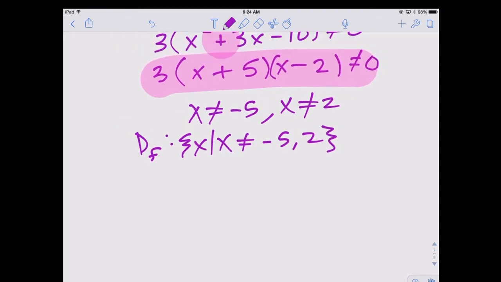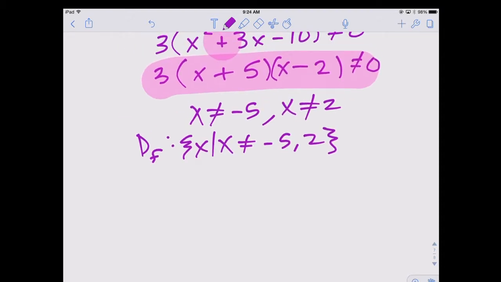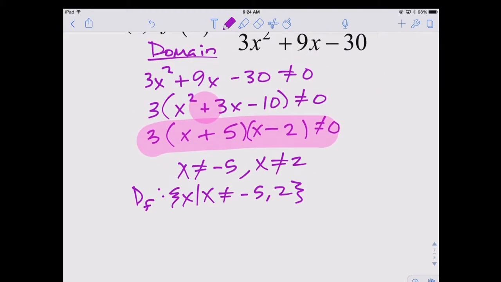Now, these are discontinuities, right? The graph lives to the left and to the right of negative 5, and to the left and to the right of 2. So I need to determine now what kind of discontinuities they are, right? What kind could they be? Possibly a hole or a VA? How in the world do we determine if they're a hole or a VA? Because that's going to affect it when we graph it.